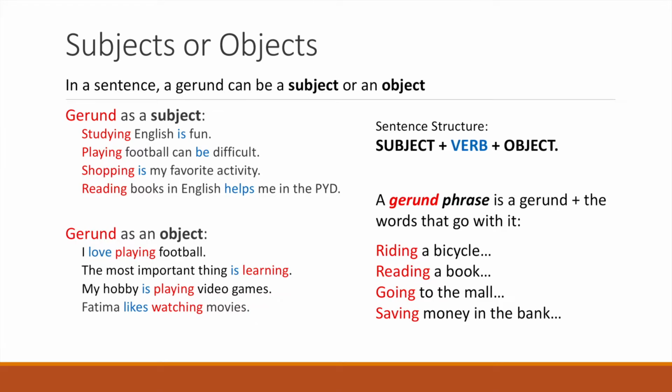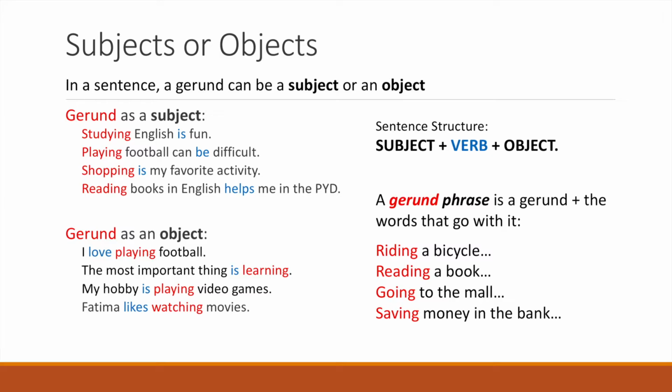We have some other examples like playing football can be difficult, shopping is my favorite activity, reading books in English helps me in the PYD. Again, in all of these examples, we have the gerund, so the verb ending in ing, to form a subject in the sentence. We can also use a gerund as an object.